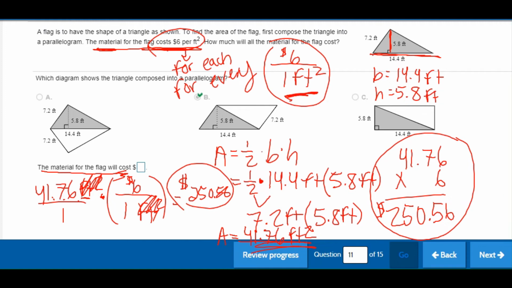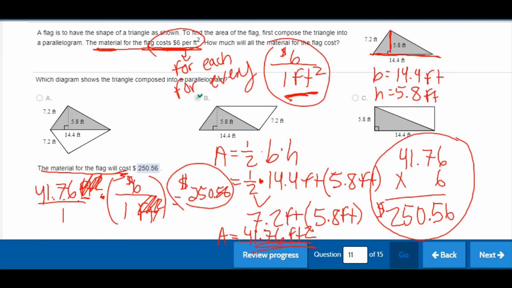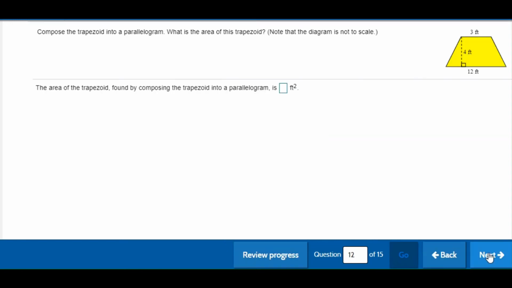So I'm going to put the answer in. You have to make sure you read the question completely. $250.56. And that is how you answered that question. All right, let's move on to number 12, which we already have. What is the area of the trapezoid?